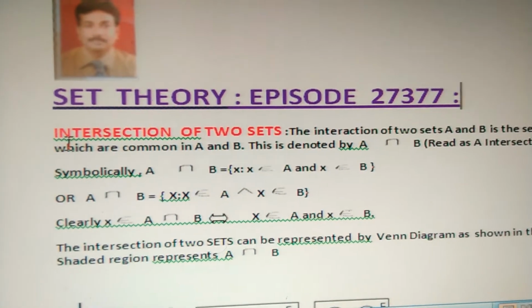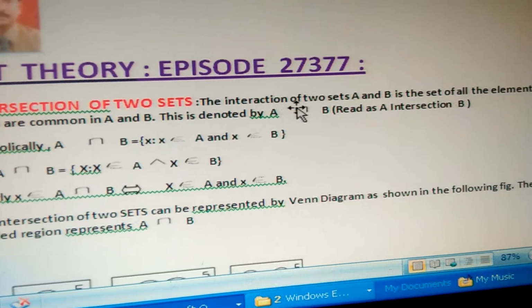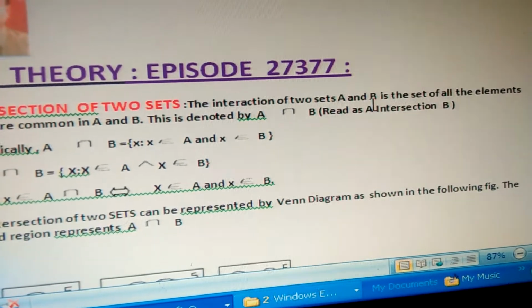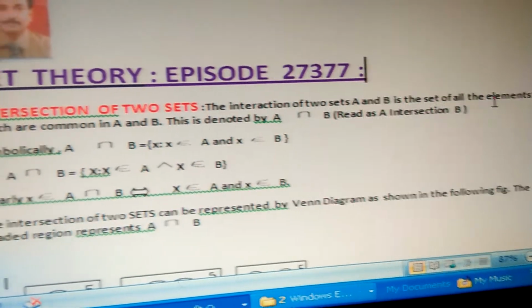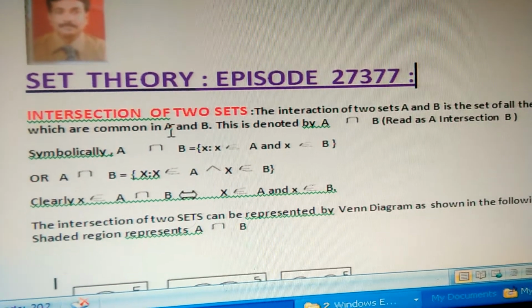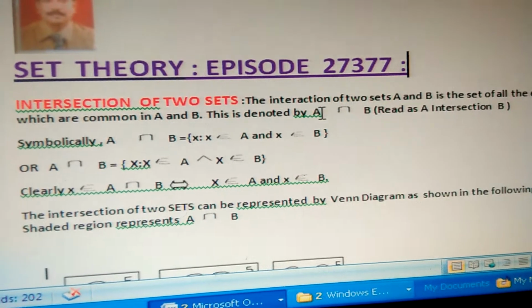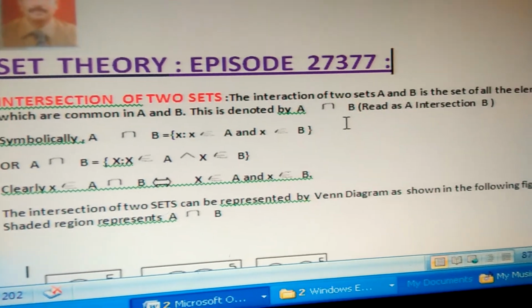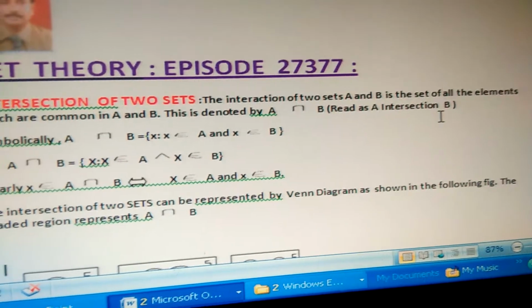Intersection of two sets. The intersection of two sets A and B is the set of all the elements which are common in A and B. This is denoted by A ∩ B, read as A intersection B.